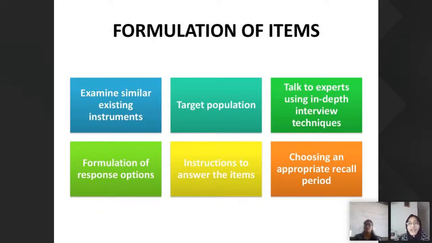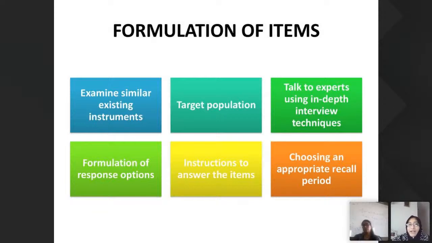Because those target populations have their own way of looking into those particular items, and this should make them able to answer your instrument, your questionnaire. Let me give an example of why the target population is very important. Let's say you wanted to test the knowledge of the public on, for example, the COVID-19 pandemic. Let's say we wanted to develop a questionnaire on public knowledge of COVID-19, maybe compared to knowledge of COVID-19 among healthcare workers.